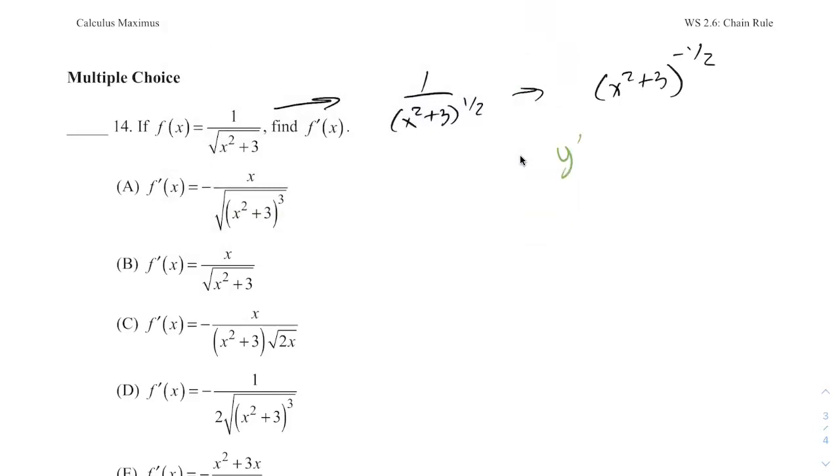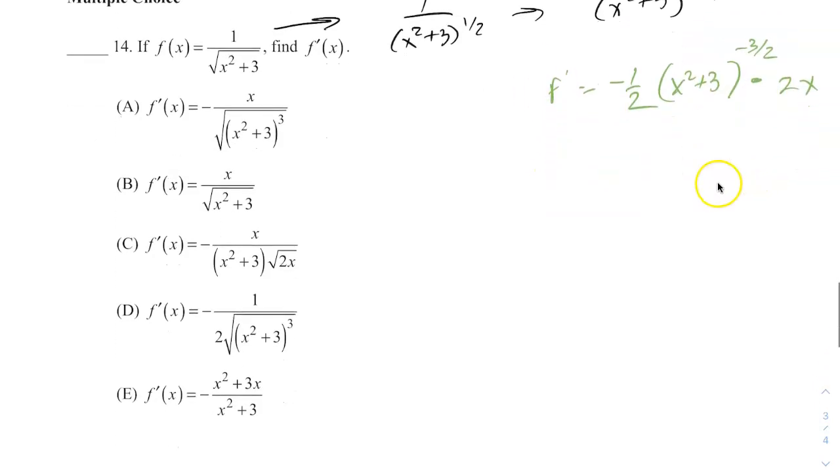So y prime, or I guess in this case f prime, doesn't really matter. Bring it down, subtract 1 off, common denominator. So I get -1/2, x squared plus 3 to the -3/2. Leave the inside alone, and then times the derivative of the inside, which would be 2x. Alright, so I get that. Now I have to make it match.